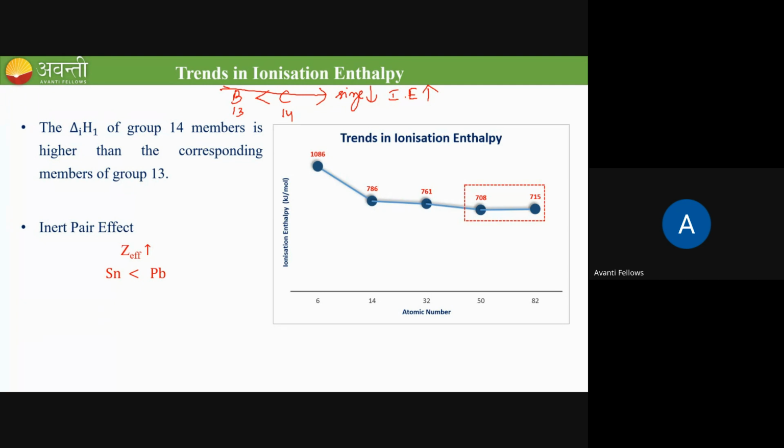So this exception is due to the inert pair effect. Now the trend is: first carbon, then silicon, germanium, and you have to just interchange the places of tin and lead. That's all. Just interchange these two elements' places, here is tin and here is lead, and you will get the order, or the trend, for ionization enthalpy. Now we will move on with electronegativity.